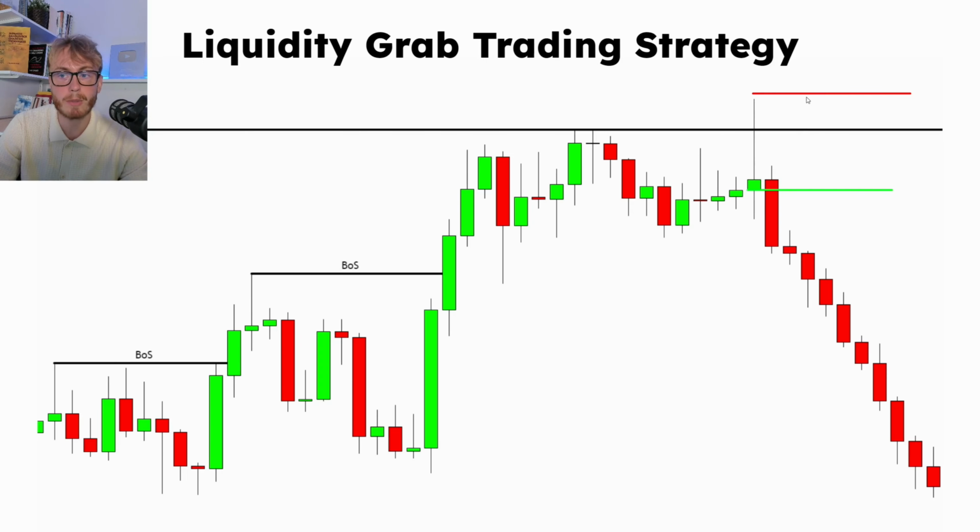As for your target level, a common method is to use a simple risk to reward, so you can measure this length right here, and a risk to reward ratio of 2 would set your target around there.